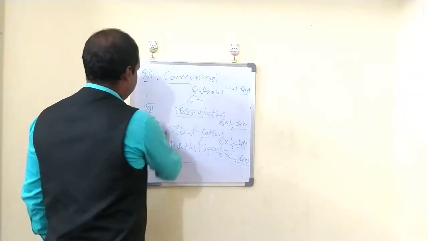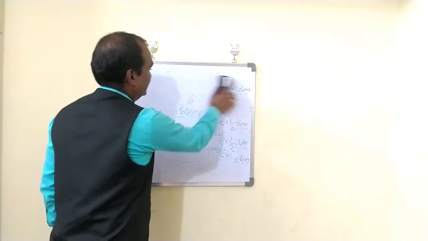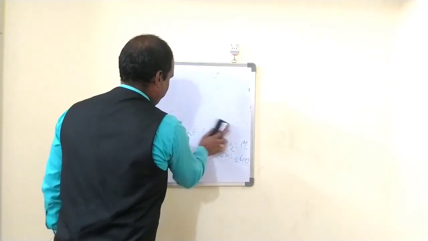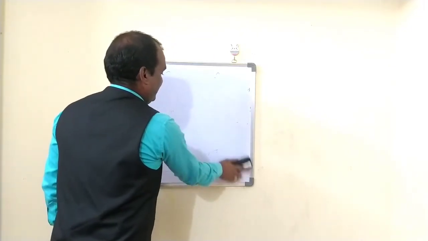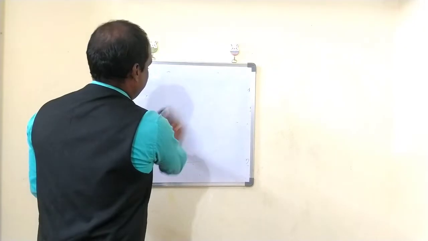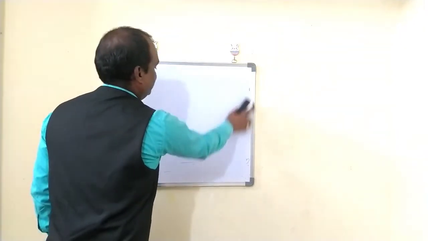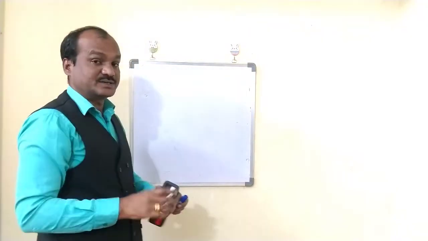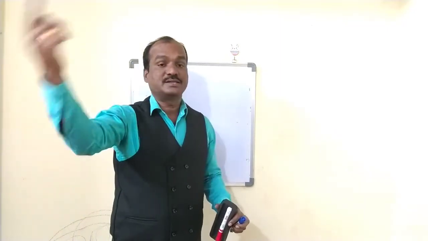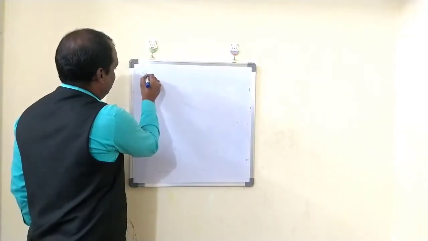And next, bit number 16. Bit number 16 is matching, right? Matching. Match the words in column A with their meanings in column B. That is matching. Okay.